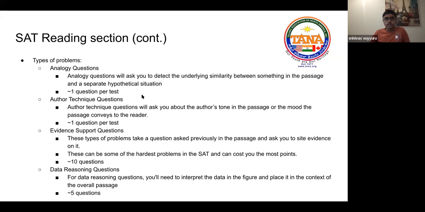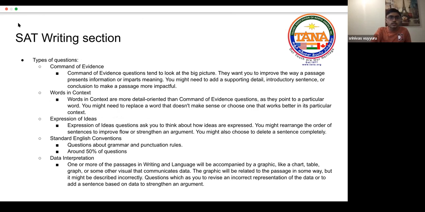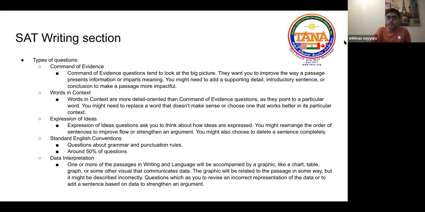Anyone else have any questions? All right, we'll continue forward in the SAT writing section. So the SAT writing section has... why does it keep muting me?